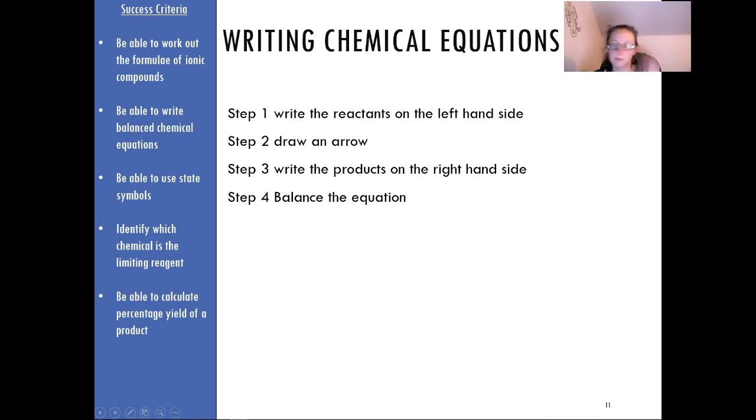Right then, we now need to move on to chemical equations, which I know you will have seen before at GCSE. Just need to remember the 4 steps when it comes to writing a chemical equation. You write the reactants on the left-hand side, draw an arrow, write the products on the right-hand side, and then you balance the equation. When we say balance the equation, it means we're looking for the same number of each type of atom on both sides of the arrow.